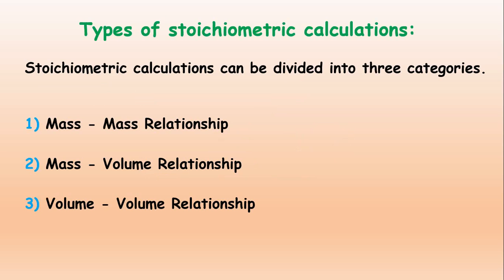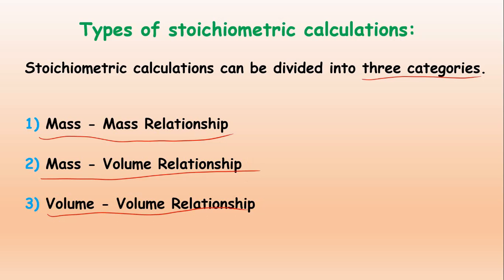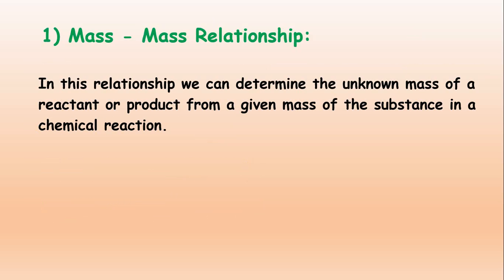Now we are discussing in detail, one by one, the stoichiometric calculations. Stoichiometric calculation can be divided into three main important categories. Number one is the mass-mass relationship, then the mass-volume relationship, and the volume-volume relationship. Let's look at these relationships in detail along with calculation. Number one is the mass-mass relationship.